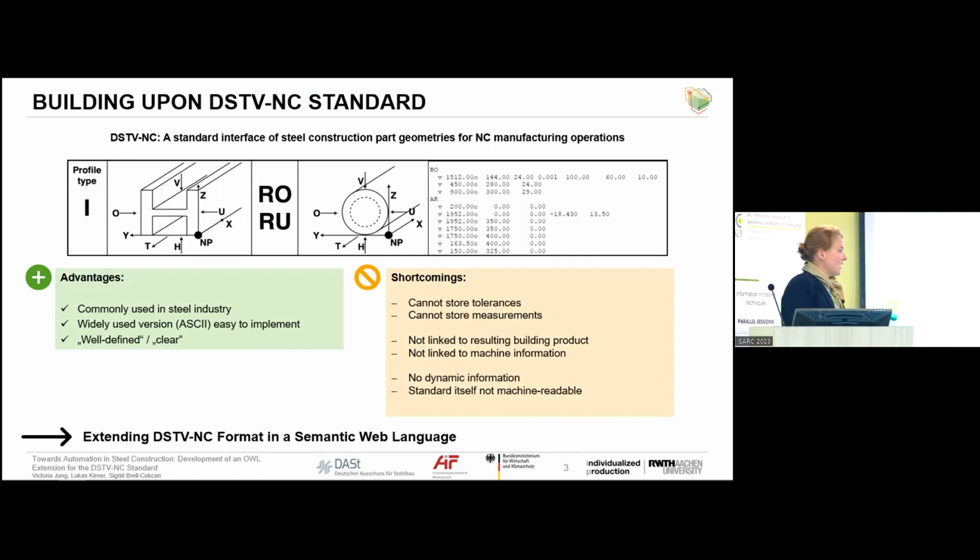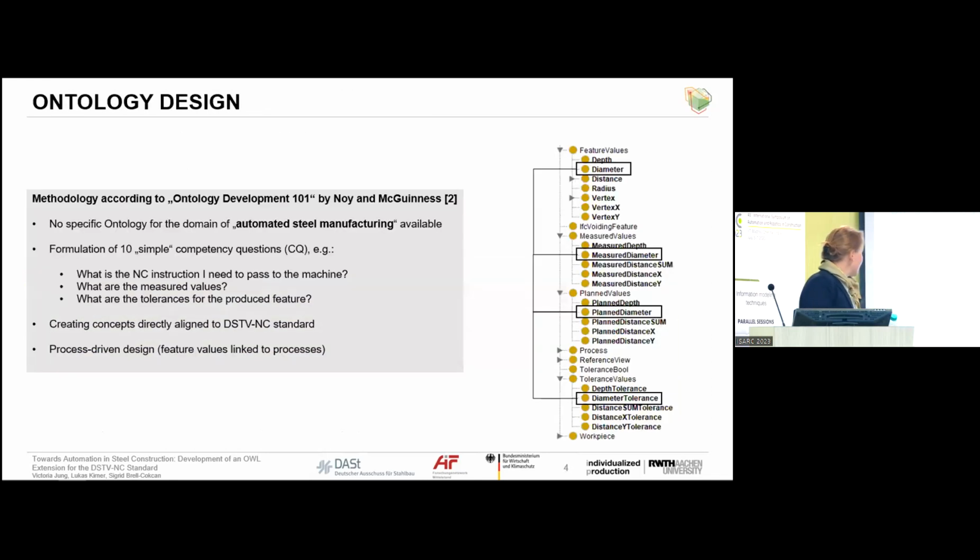But this standard doesn't have any place to store tolerances or measurement data, and it's not linked to the overall information process, and it's not linked to the machine itself. So that's where we said we take this standard as it is, and it is clearly defined, but we extend it in a way that we have all the information gathered in one central model. And that's why we look into this OWL semantic web language and see how we can integrate this standard into this new data format.